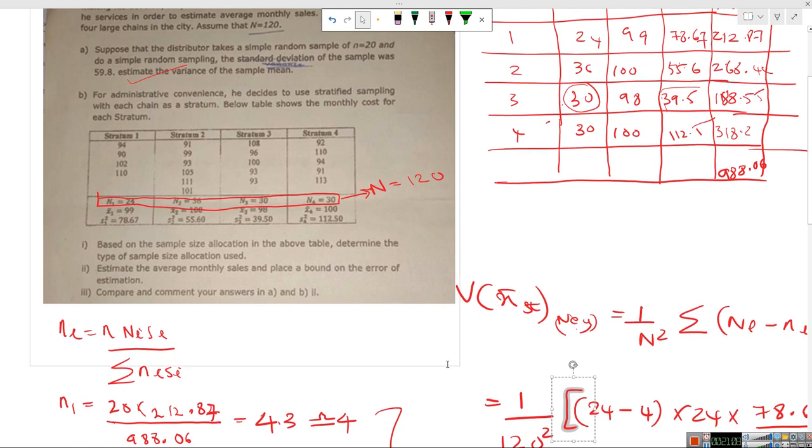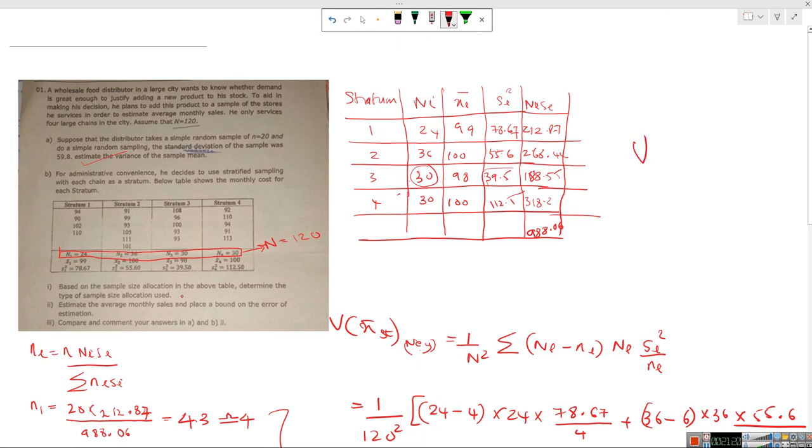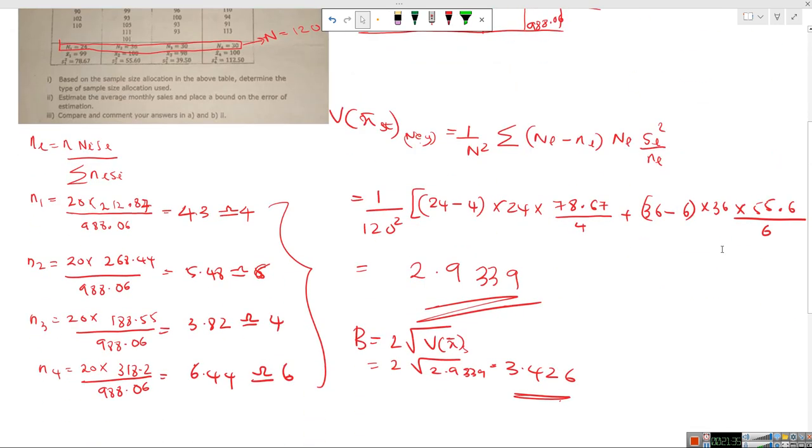And they are asking to estimate the average monthly sales in the place of the product, compare and comment on your answer. Now what we have done already in the first one is we found the variance of x bar in simple random sampling. It was 149 point something. And now we have calculated the variance of x bar with Neyman allocation, that is 2.99. So when compared to the variance in simple random sampling, this is very small. So this method is more efficient. So this is what they are asking in the next third question: compare and comment on the answers in A and B.